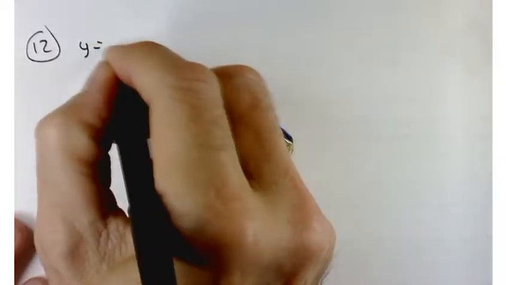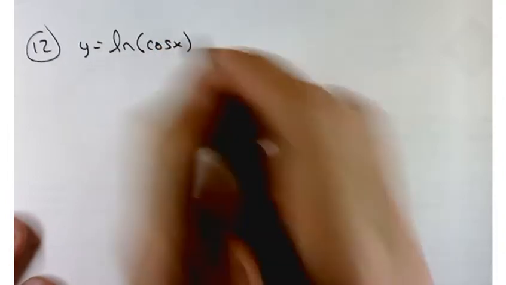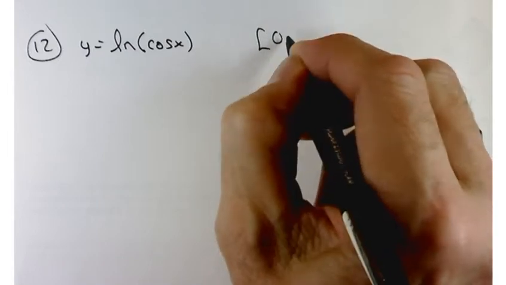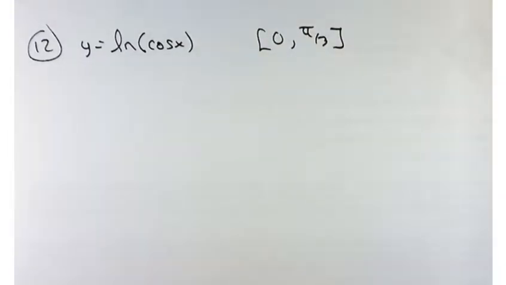Okay, other questions on problem number 10? Let's try problem number 12. Y equals the natural log of the cosine of x. And we're going to work on the interval 0 to pi over 3. I like this one. It works out really, really good.